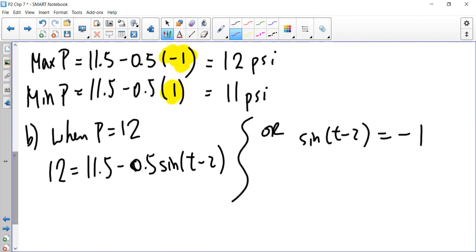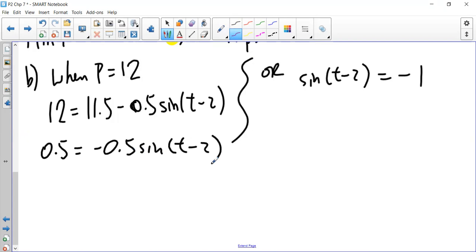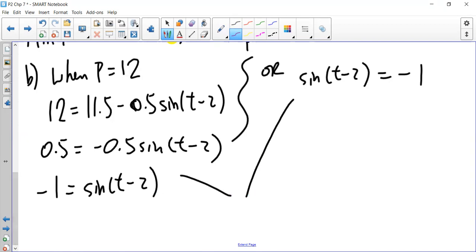So the second way is obviously quicker, but the first way is not much slower. You see why. Take 11.5 across, the left side becomes 0.5. 0.5 equals negative 0.5 sine(t minus 2). Divide by negative 0.5 on the other side, and you get negative 1 equals sine(t minus 2). So you can see the same thing, and we can solve it.